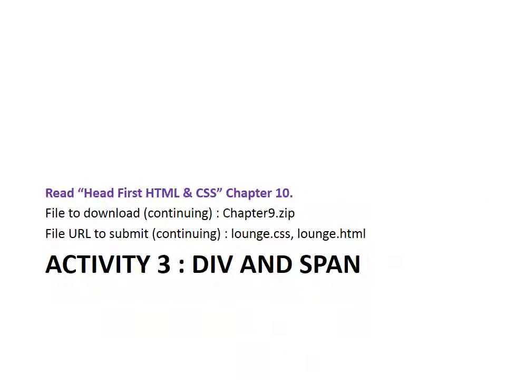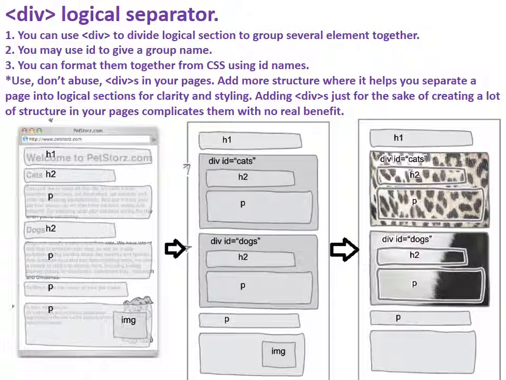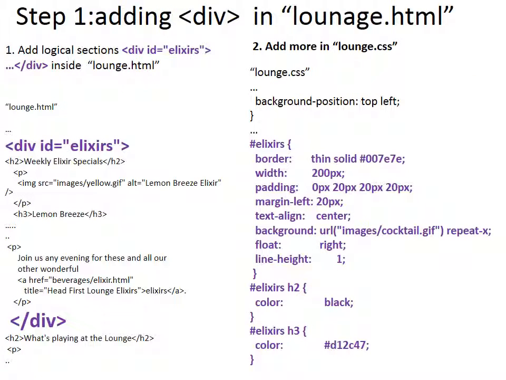In this activity, I will talk about div and span. You can use div to divide the logical section to group several elements together. Then you can format the group together. In practice, you will add a div tag with ID. To do that, wrap the logical section with the div tags in HTML. Then format the group together in CSS.